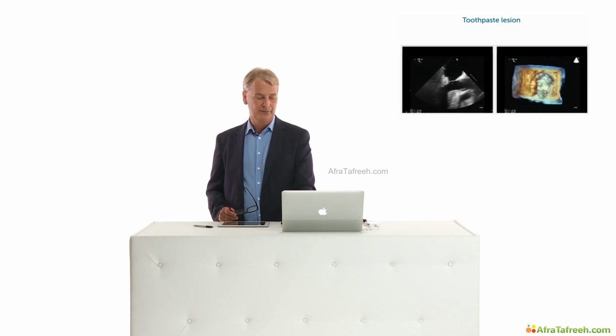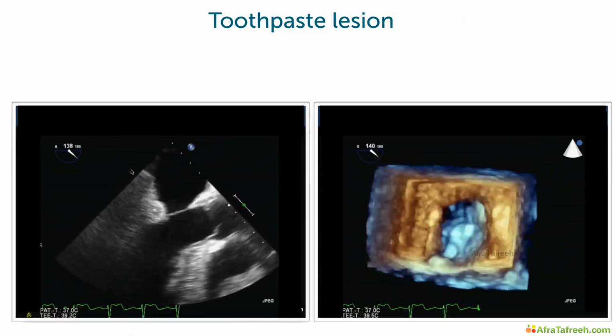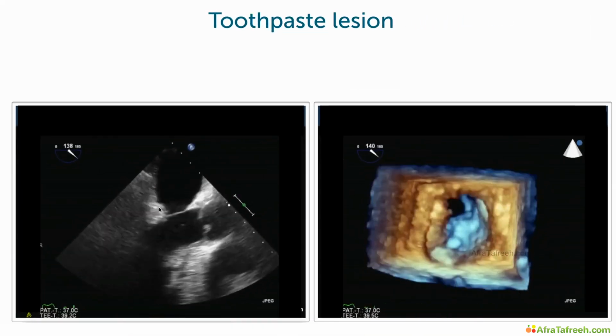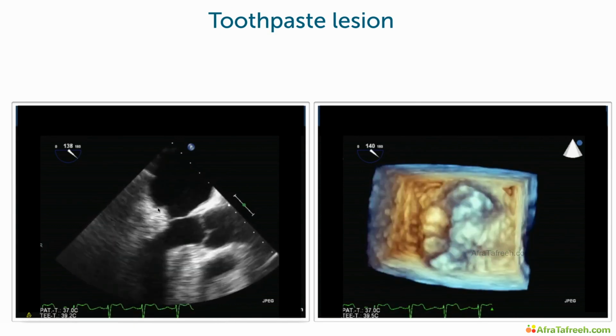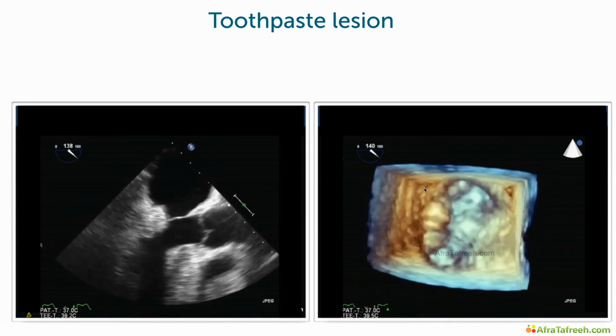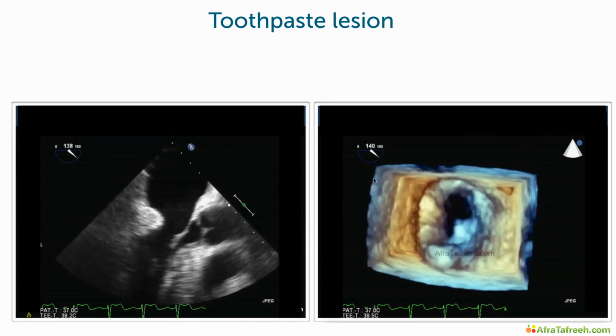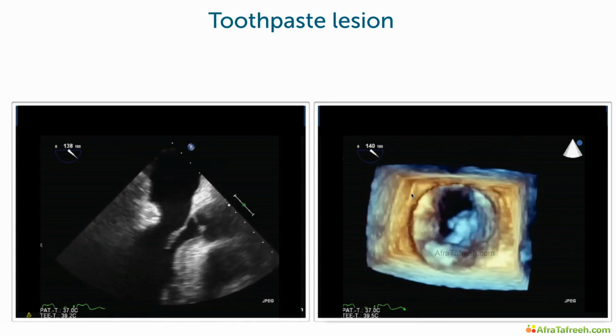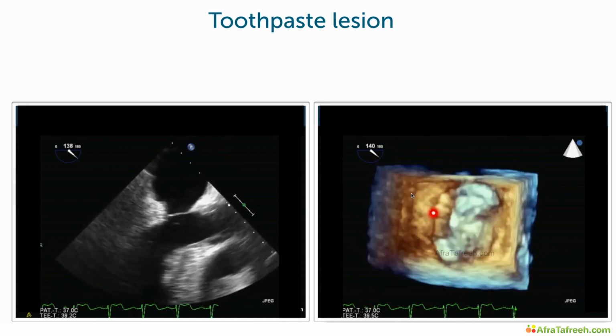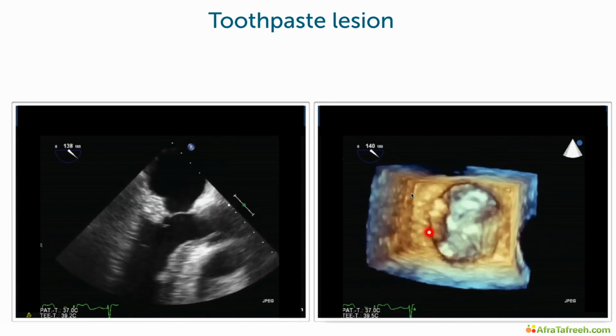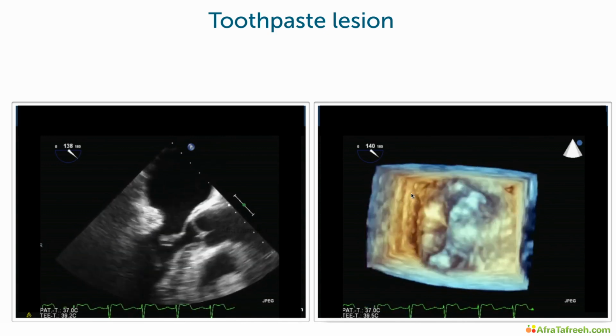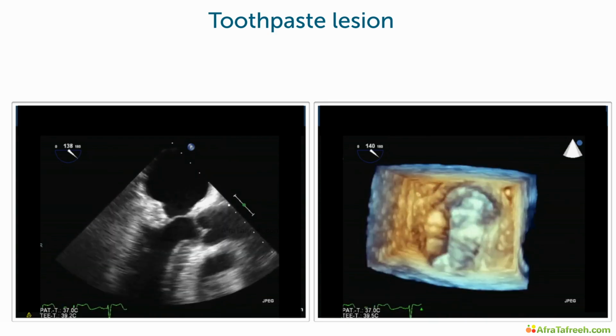Here's a beautiful example of the same patient now in a transesophageal study. You see again, it's a very round mass located here in the posterior part of the mitral annulus. Here again, this is the 3D study. You see that it is not located around the entire circumference, but only in this part. This separates it from the classic mitral annular calcification.